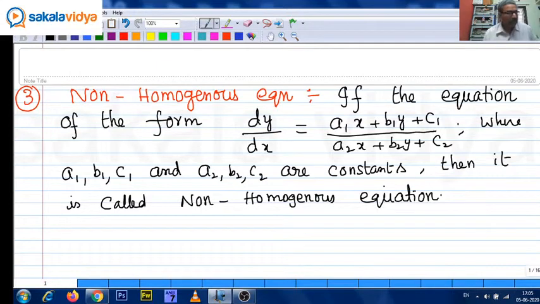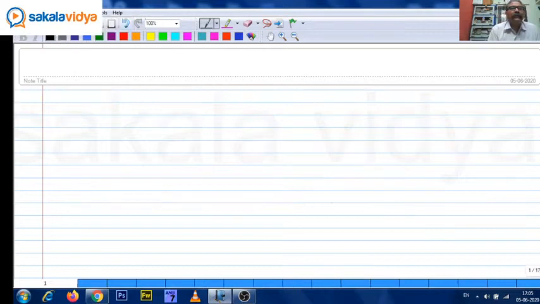Now in that also we have how many types? Actually 3 types. Here 3 cases we have in this one. So that we need to discuss. There are 3 cases.